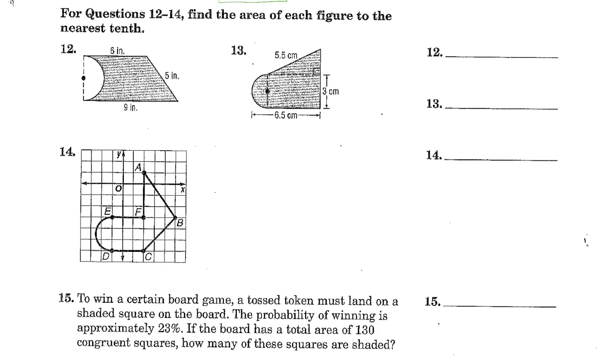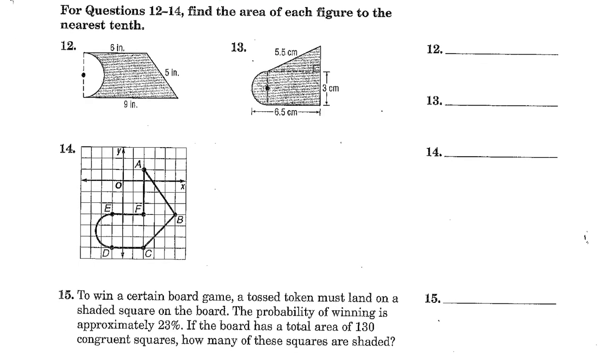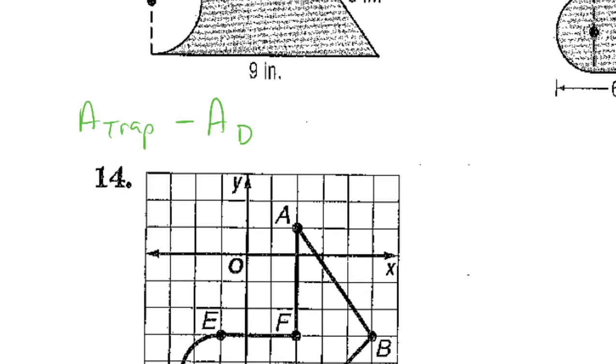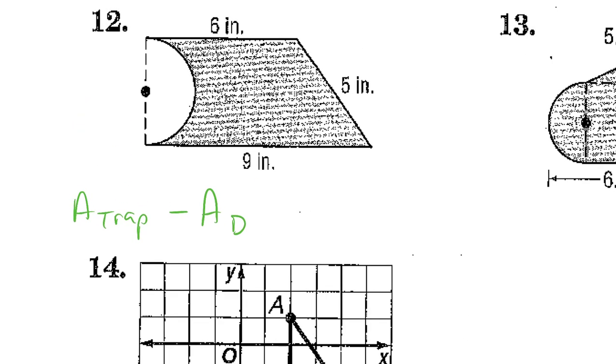Okay, so find the area of each of these. For the first one, I'm going to say this is the area of a trapezoid minus the area of a half circle. That's how I'm going to see this problem. And we don't know the height. That's all we're missing here. So we have to find this height. Okay, so can we do it?